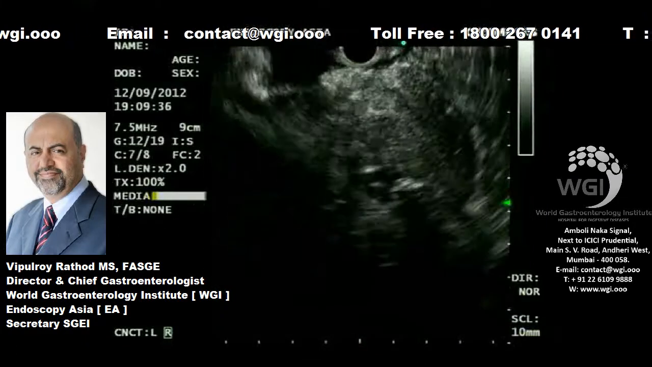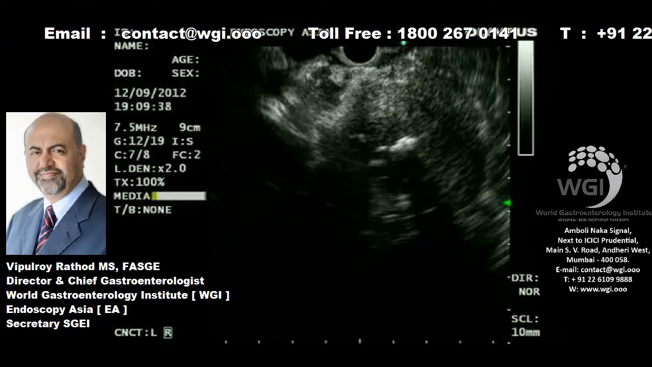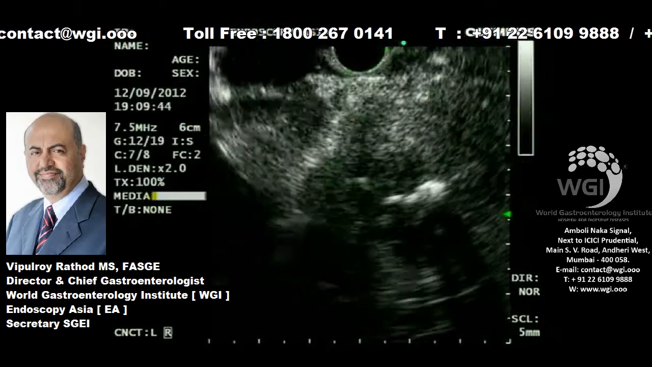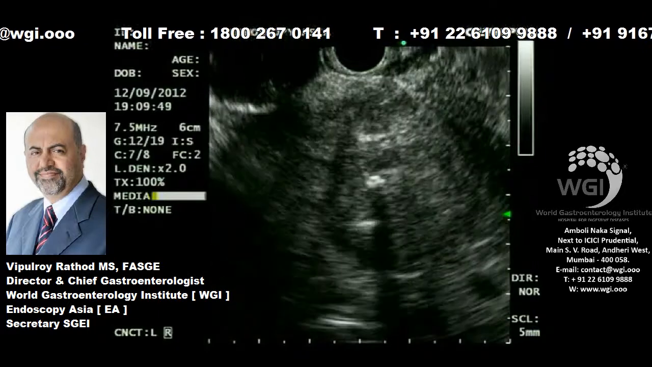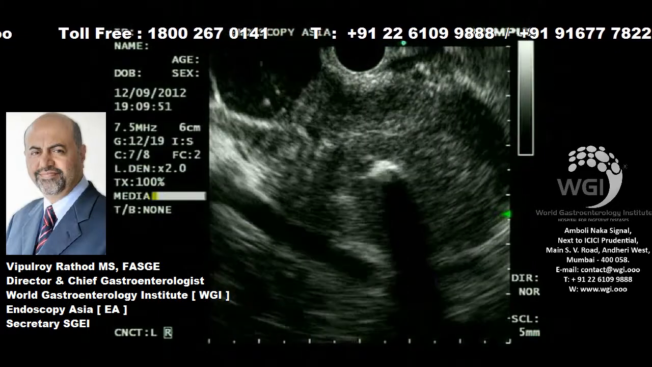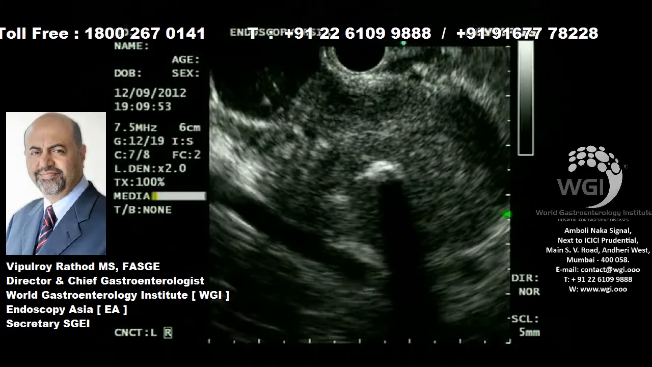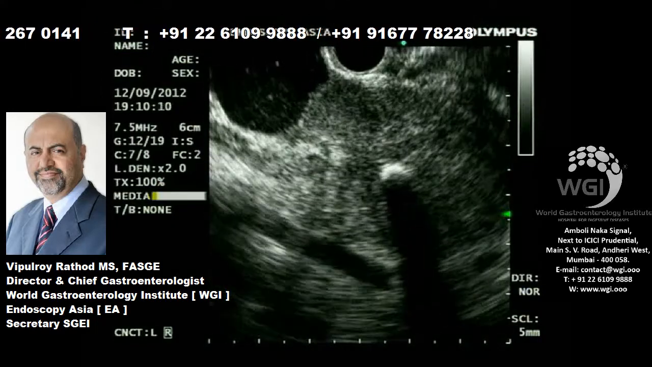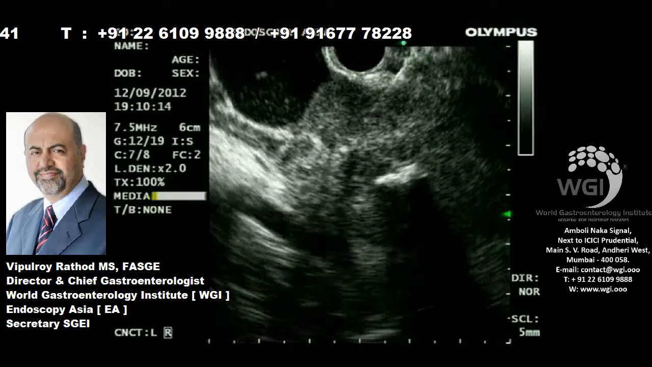Following this, we are going after the primary with the same needle. You can see calcification in the head of the pancreas. We are evaluating the vascularity of the lesion, and we do not want to traverse any obvious large vessels, so color Doppler signal is mandatory.